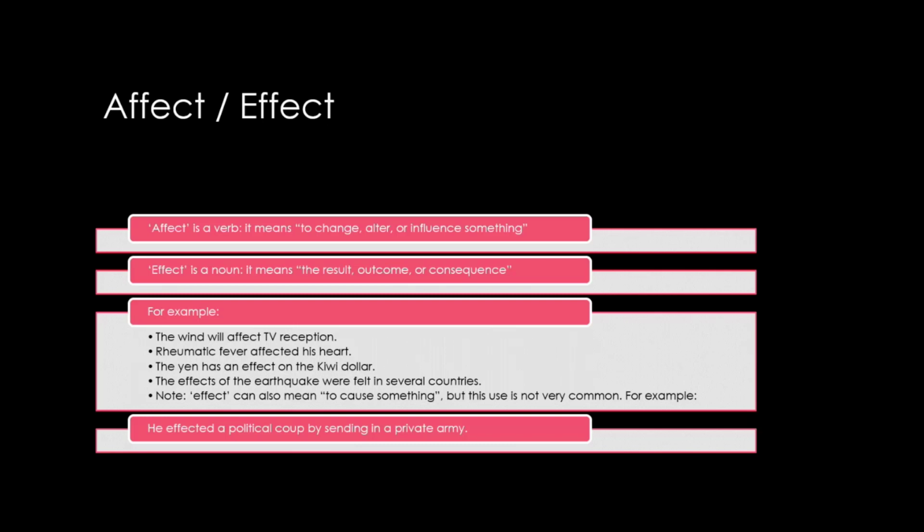The effects of the earthquake were felt in several countries. Note, effect can also mean to cause something, but the usage is not very common, right? So for example, he effected a political coup by sending a private army. So you need to make sure that when you use these two terms, you really are sure that you're using them correctly.